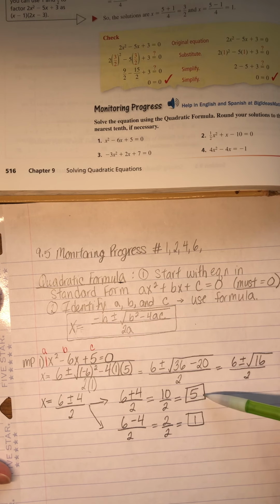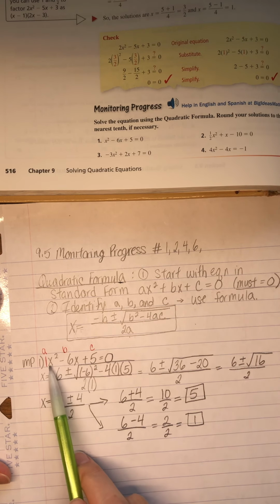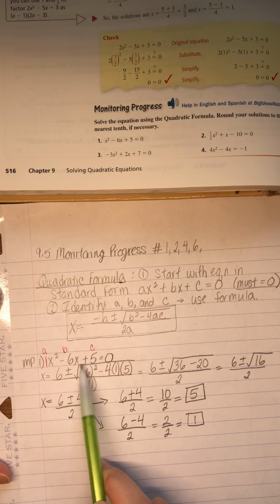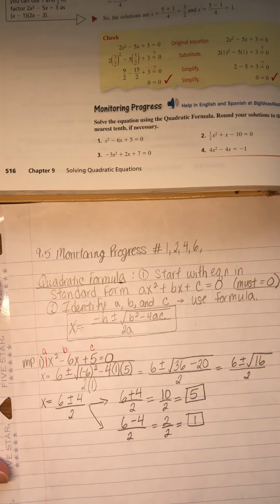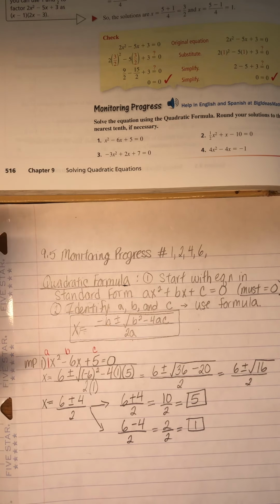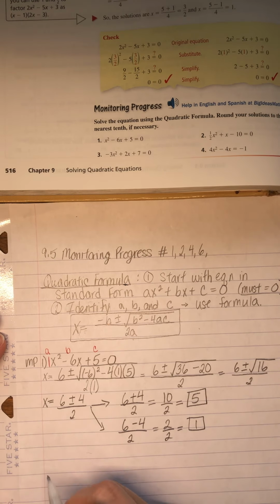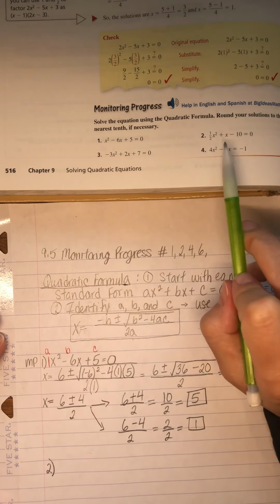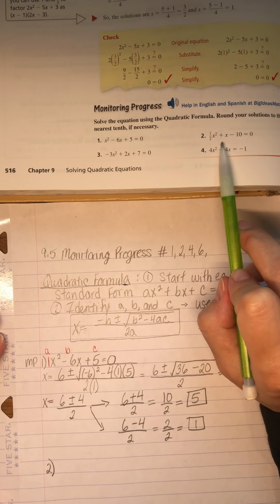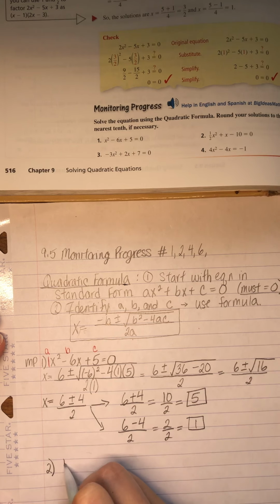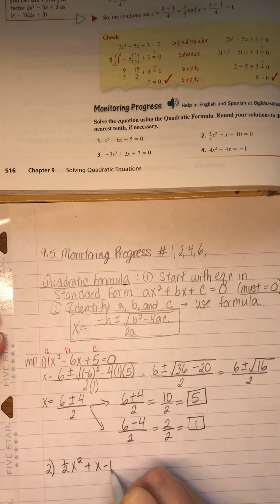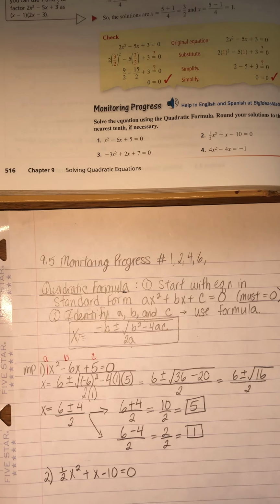If I wanted to, I could check this very easily. I take both of these numbers, plug them back in for the x's, and it should make our equation work. Okay, that's monitoring progress 1. Let's do another example. I'm going to do monitoring progress number 2. So again, I'm just getting this from the book here. Okay, let's write down our equation. 1/2 x squared plus x minus 10 equals 0.